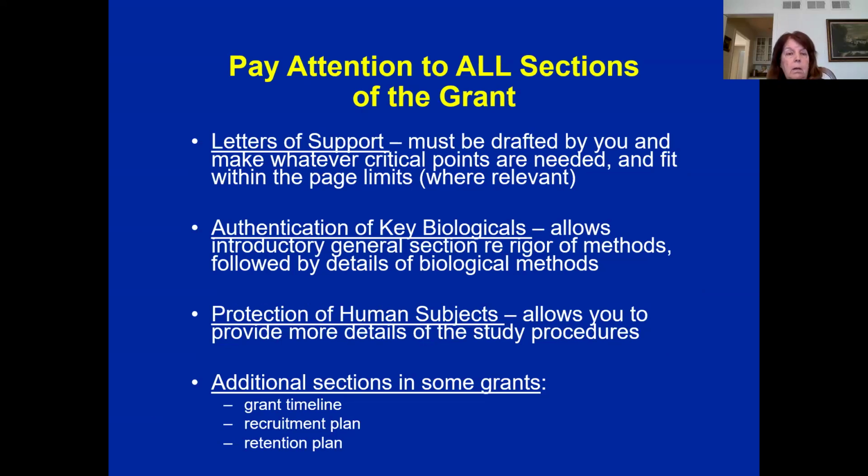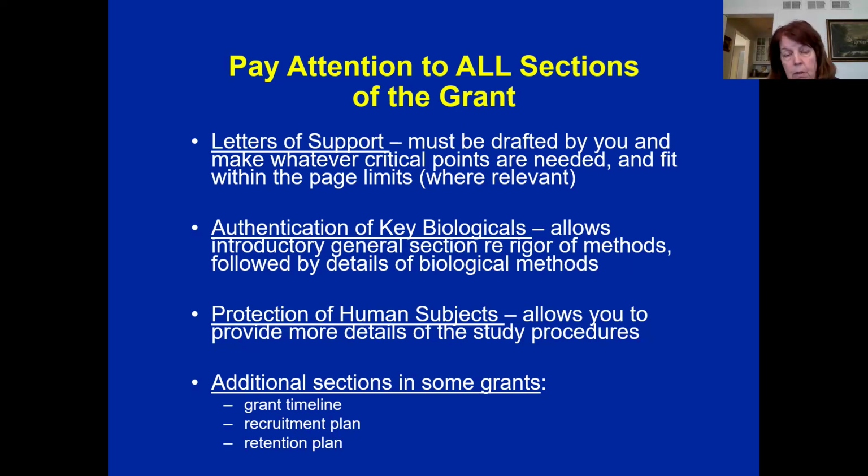The other things that are really important to pay attention to in a grant are the letters of support. Now there's this section on authentication of key biologicals. If you have human subjects, then that's a very long section you can include. And then there are these additional sections that some grants have, which are a grant timeline, a recruitment plan, and a retention plan. So in terms of the letters of support, it's really important for you as the applicant to draft the letters of support.